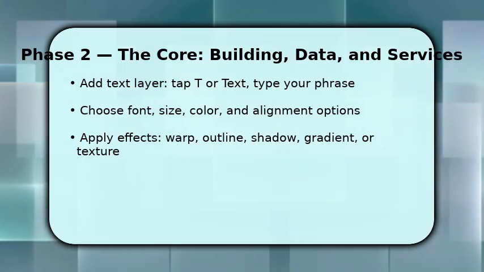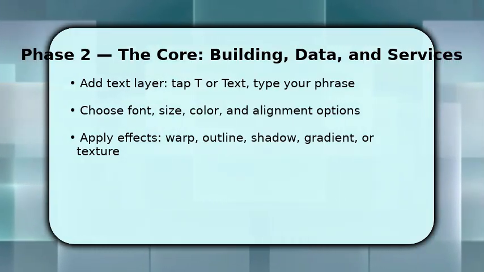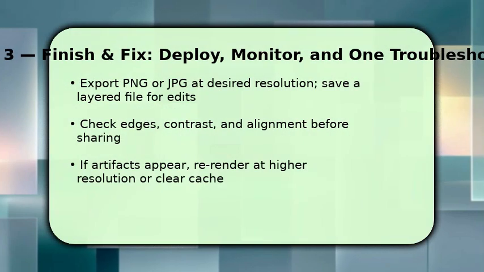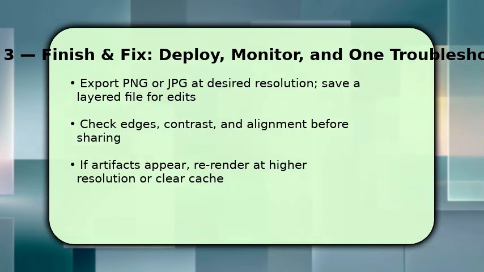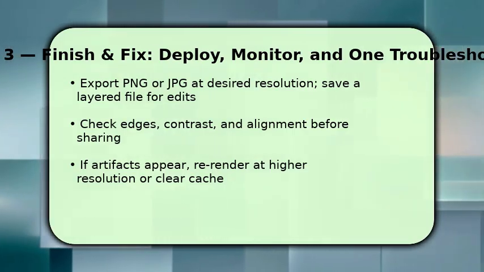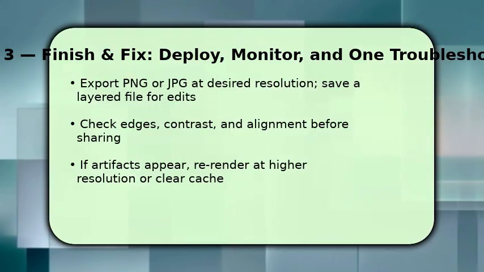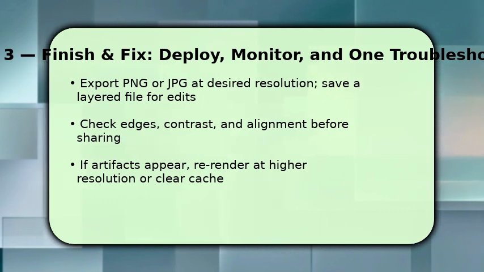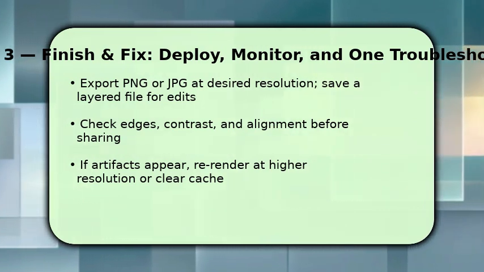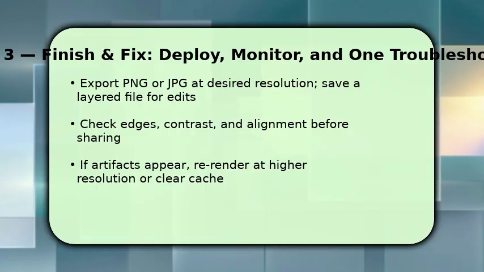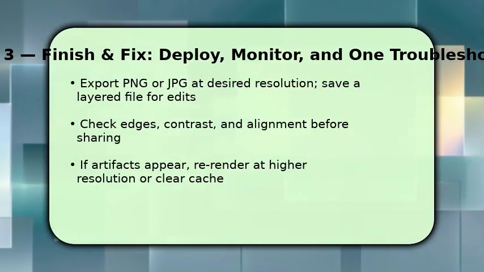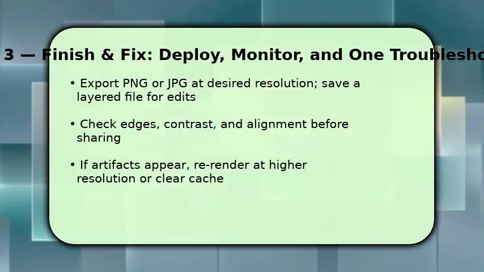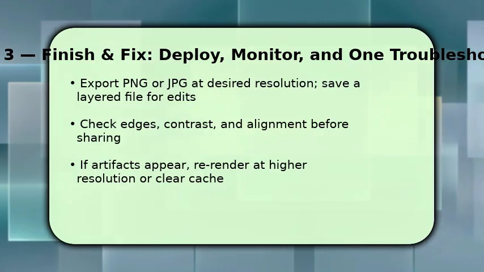You finish by exporting and checking the final file. Export as PNG for transparency or JPG for smaller size, and also save the layered project so you can edit later. Once exported, inspect edges, contrast, and placement on different backgrounds. Make small tweaks if letters look off. If you see pixelation or weird artifacts, increase export resolution, toggle anti-aliasing, or clear the app cache.